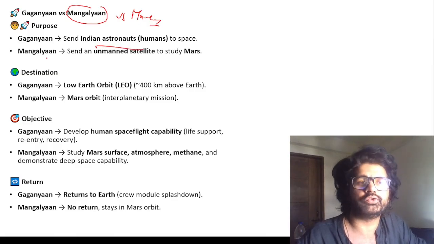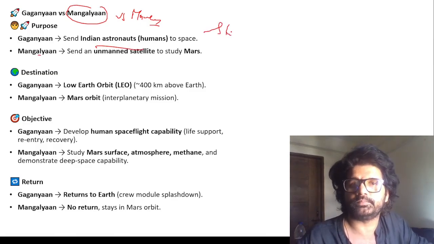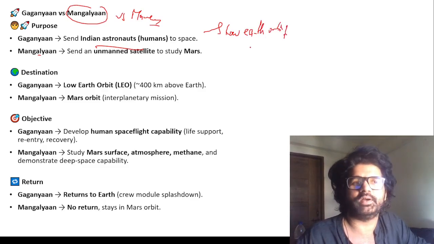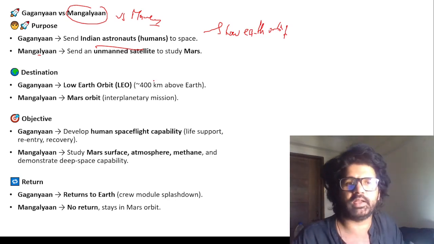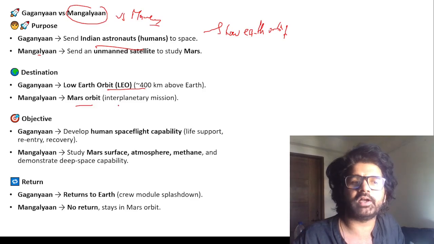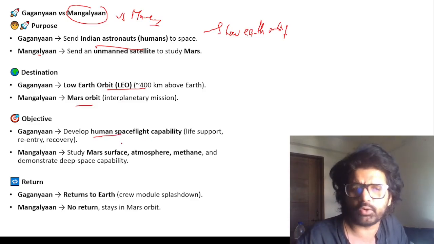Send Indian astronauts to space in low Earth orbit. Whatever Artemis is, Gaganyaan is our mission. Earlier we were supposed to send it in 2022, 75 years after independence. That has been delayed, but it's fine. Gaganyaan: low Earth orbit. Mangalyaan: Mars orbit. Gaganyaan developed human spaceflight. Again, you can read all these things.